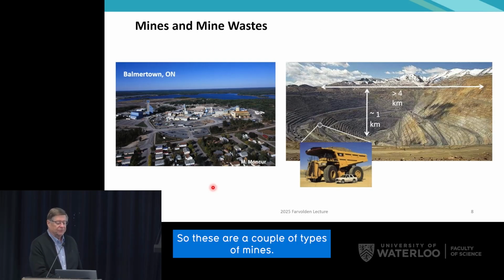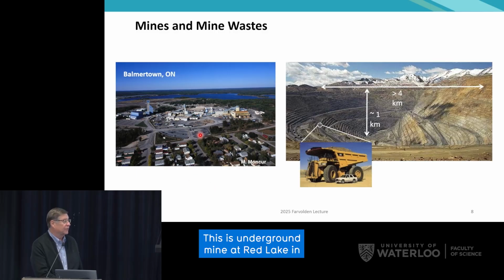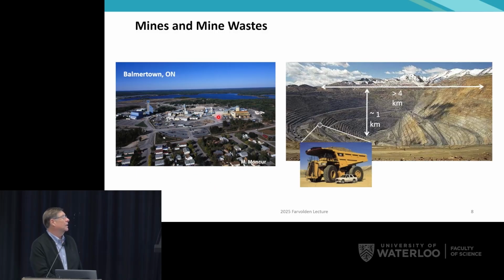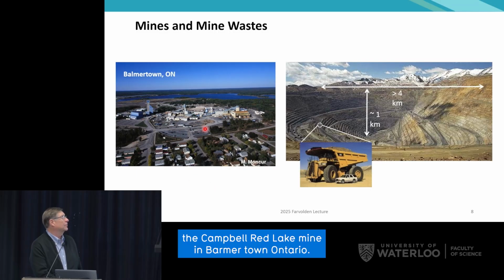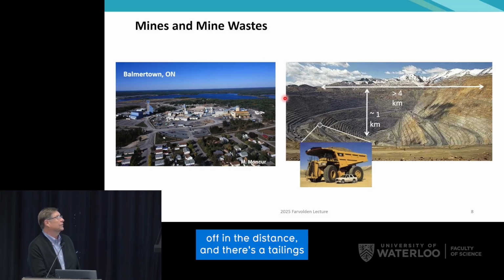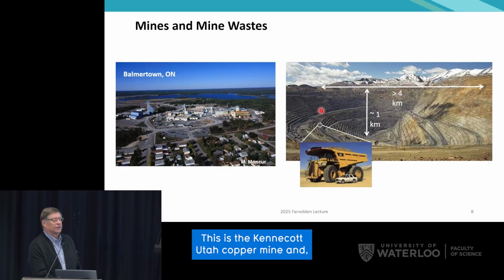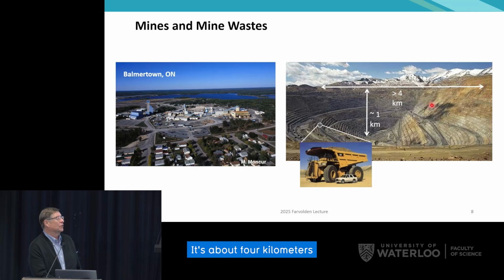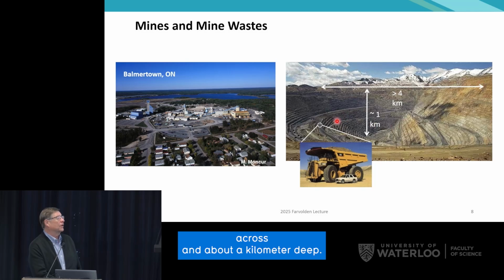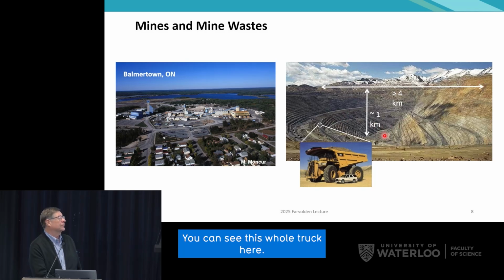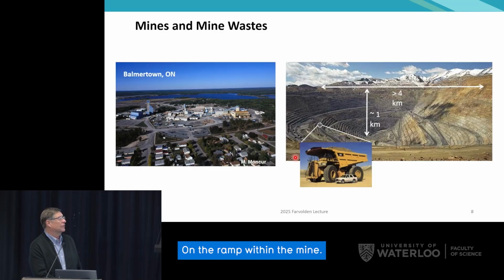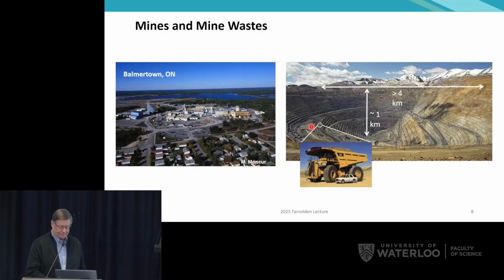So these are a couple types of mines. This is an underground mine at Red Lake, the Campbell Red Lake mine in Balmertown, Ontario. There are a couple of head frames you can see here, and one off in the distance, and there's a tailings impoundment in the background. This is the Kennecott, Utah copper mine near Salt Lake City. It's about 4 kilometers across and about 1 kilometer deep. You can see this haul truck here on the ramp within the mine.